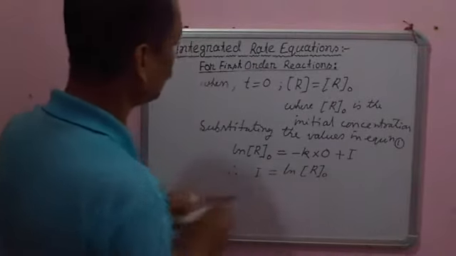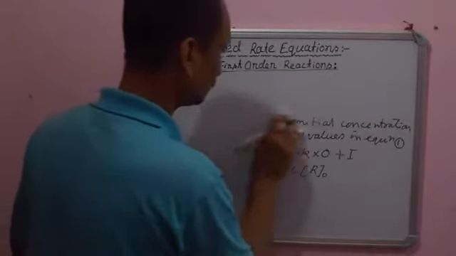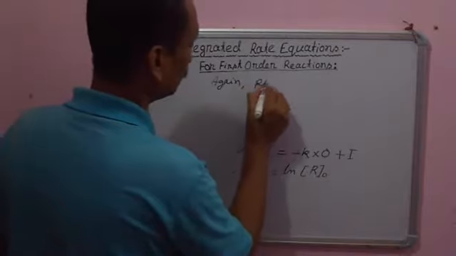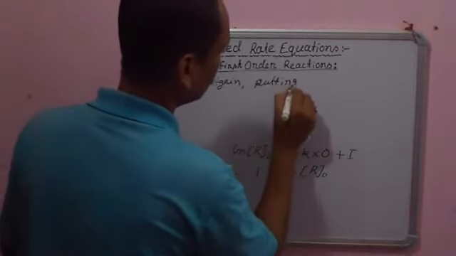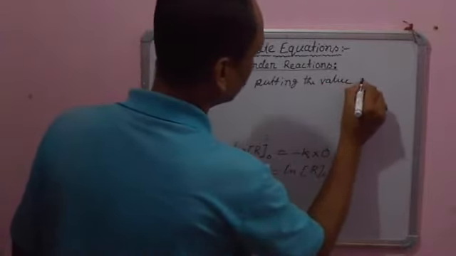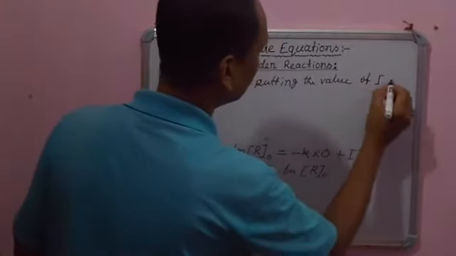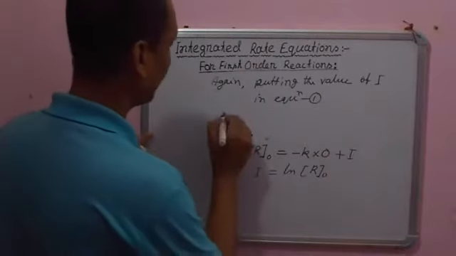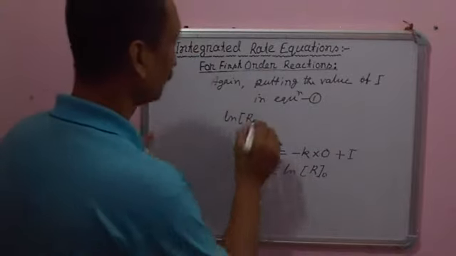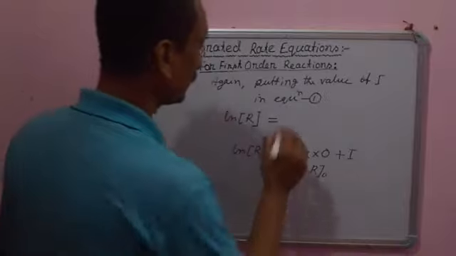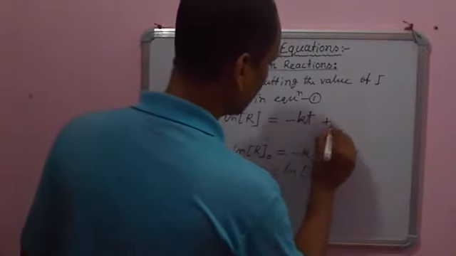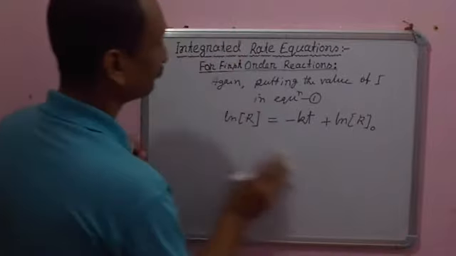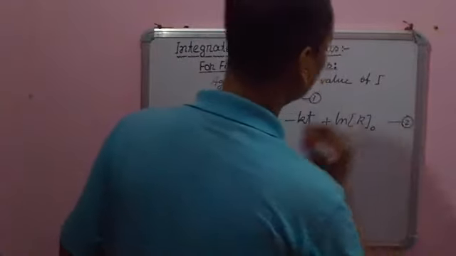Now again, putting the value of I in equation 1, we get ln of R equal to minus kt plus ln of R naught. So this is equation 2.